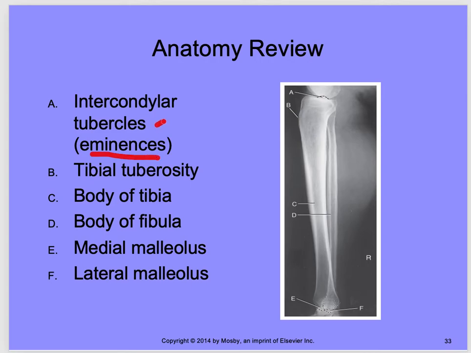The eminences or the intercondylar tubercles, either one of those for A, and you can see those there. Your tibial tuberosity right here on the front, okay? So that's the tibial tuberosity. The body of the tibia. So C is the body of the tibia. Body of the fibula right back here. You can see that fibula, the body of the fibula. Medial malleolus on E. So medial malleolus and lateral malleolus, okay? They kind of lay right over top of one another, but you can tell that E is pointing to the medial, F pointing to the lateral.